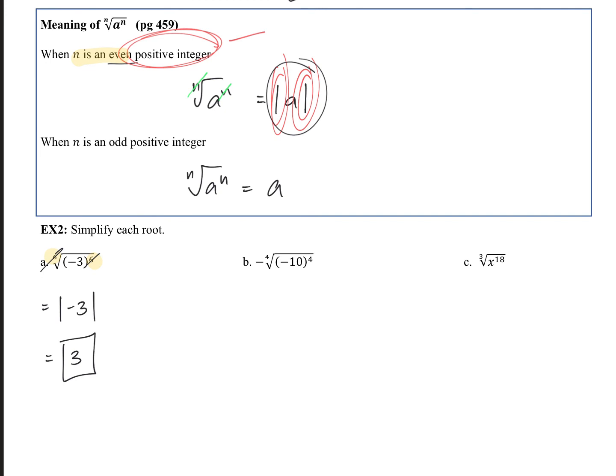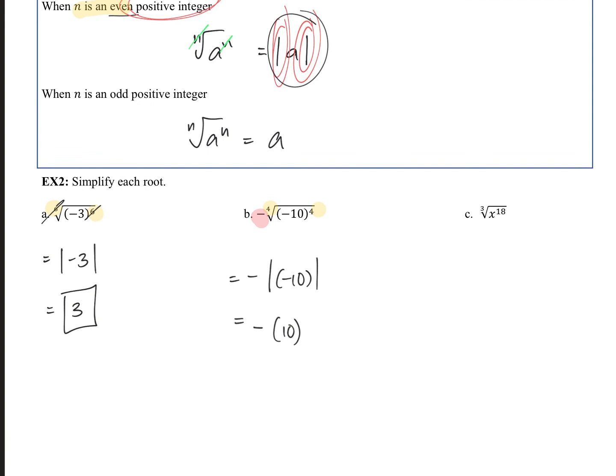Now the next one. Same thing happens, because we still have that even integer, 4 and 4. However, we have to be careful. We got that negative hanging out right there. So we have to remember to bring in that negative. And then we have negative the absolute value of negative 10. The absolute value of negative 10 is just 10. But we still had that negative on the outside, so it's going to end up being negative 10. A lot of negatives flying around, so be careful.